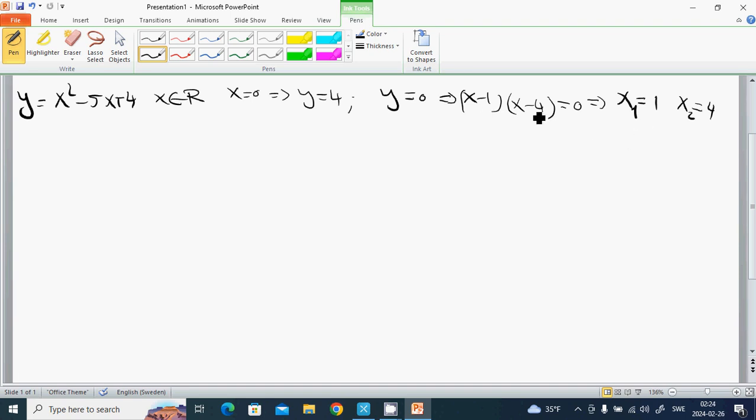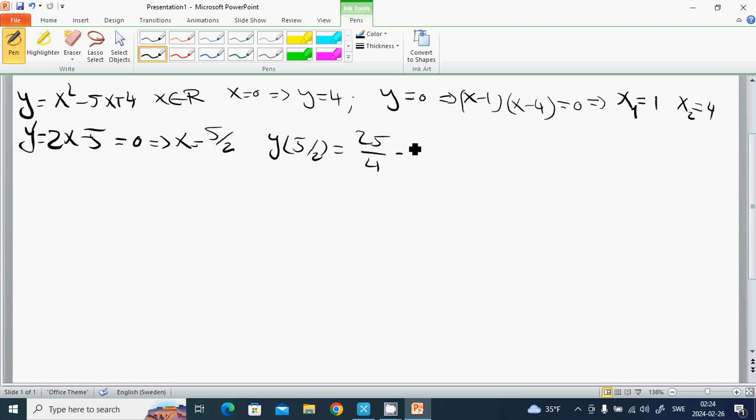This part is the sum of coefficients, which is 0. And then we are going to build y prime equals 2x minus 5 equals 0. Then x equals 5 divided by 2. And y of 5 divided by 2 is 25 divided by 4 minus 25 divided by 2 plus 4, which is 16 minus 25 divided by 4, which is minus 9 divided by 4.